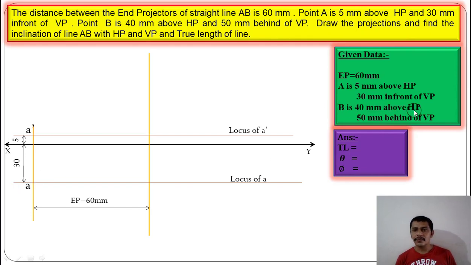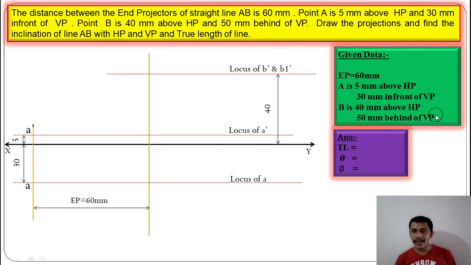Now point B is 40 mm above HP. That means the elevation of point B will be 40 mm above the XY reference line. So measure 40 mm from the XY reference line and draw locus of B dash. So this will be the locus of B dash, and we can also say that this will be also the locus of B1 dash, because B dash and B1 dash will be on the same locus.